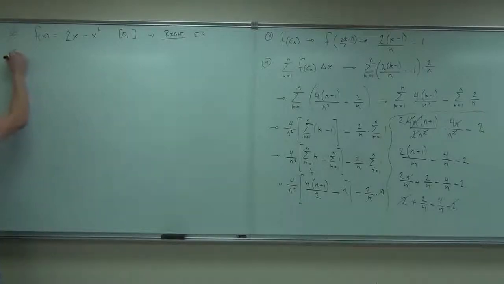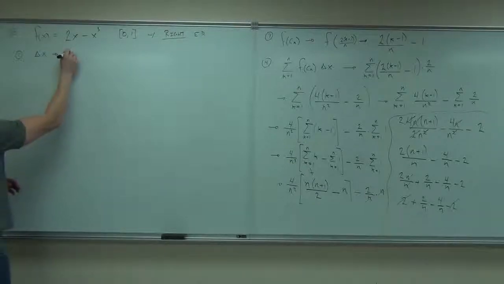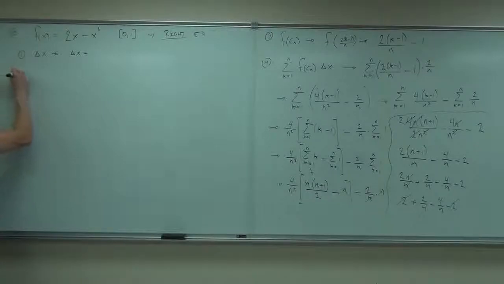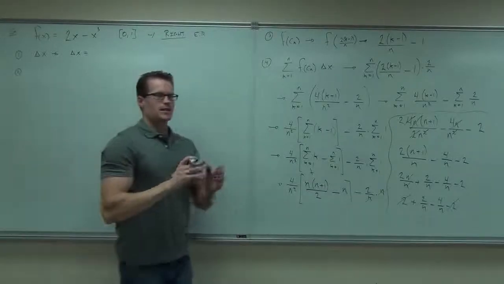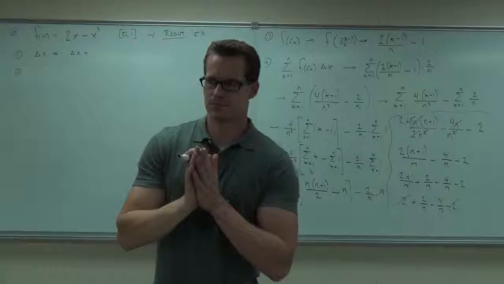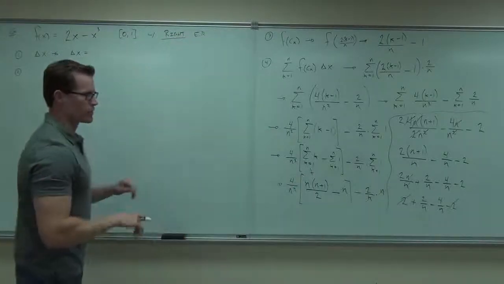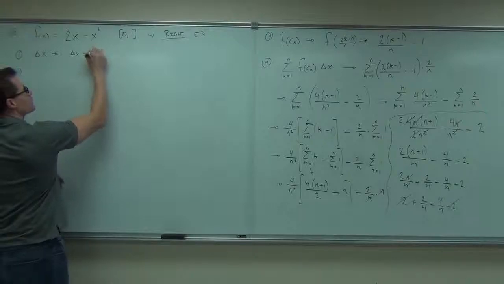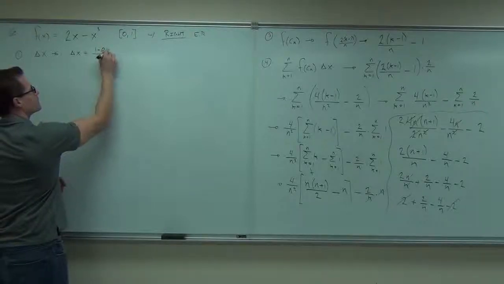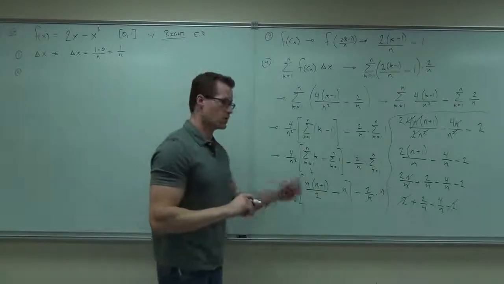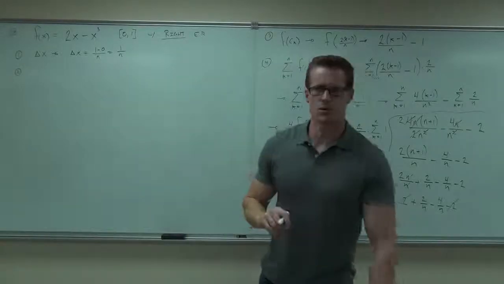Step number 1 is what? Delta X. Y'all should find it right now. Delta X is refreshingly easy. Always. It's just subtraction over a number. So in our case, you get 1 minus 0 over n, 1 over n. Did you get 1 over n as well? Okay.